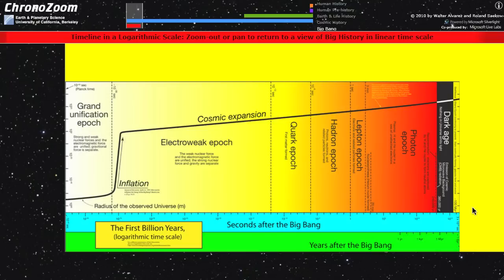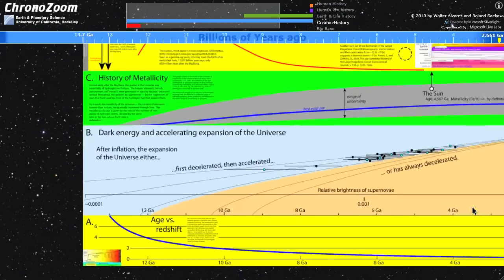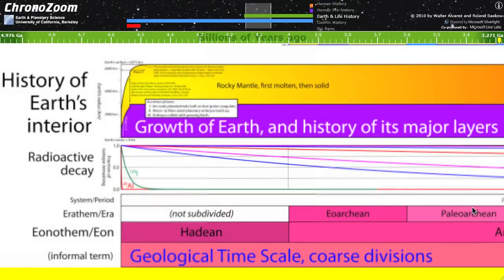Now, let us return slowly to the present, thinking about how ChronoZoom might be useful as a research tool. We're only beginning to explore these possibilities, so I will be showing you ideas rather than results. Now, across the bottom here, you see the divisions of geological time. And above that, the decay of various radioactive isotopes produced during the supernova that triggered the assembly of the sun and the planets. And at the top, the growth of the Earth.